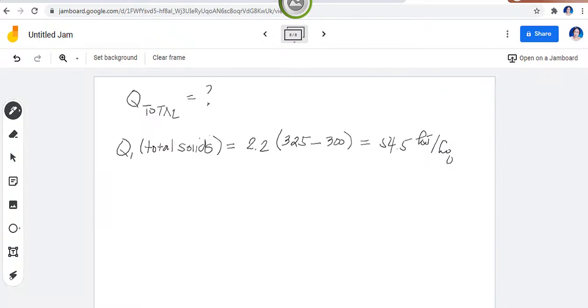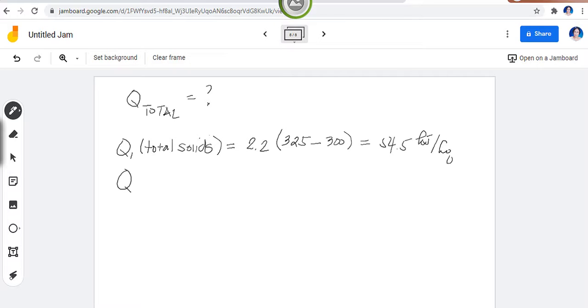So this is the amount of energy needed. That way, from an initial temperature of 300, your feed will have its final temperature at 325. So this is, again, I will define, the amount of heat necessary for your total solid feed to have an increase in temperature from 300 to 325. So that's the first amount of heat energy that will be supplied by your air.